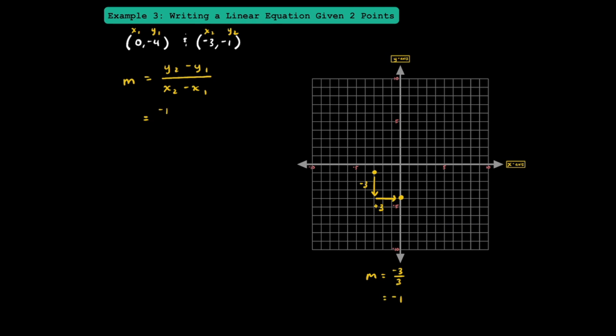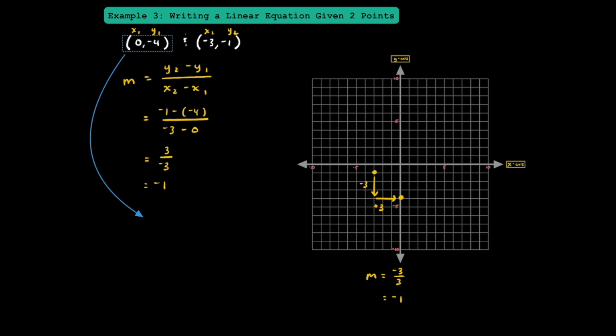Substituting these values in, we're going to get -1 minus -4 over -3 minus 0. In the numerator, -1 minus -4 is just -1 plus 4, and that's a +3. And in the denominator, -3 minus 0 is just -3. This is going to simplify down to -1. Notice how these values match.